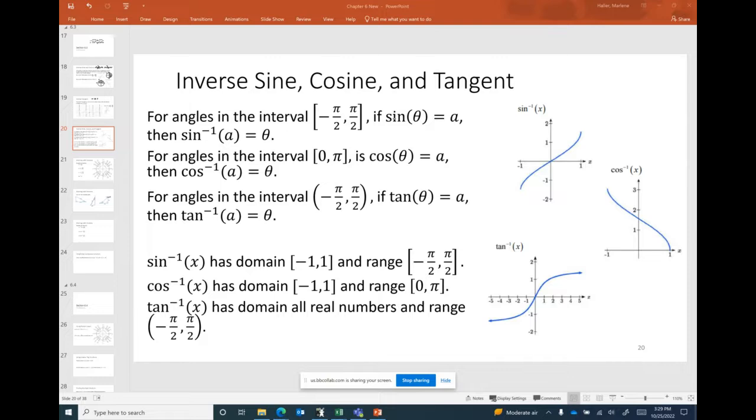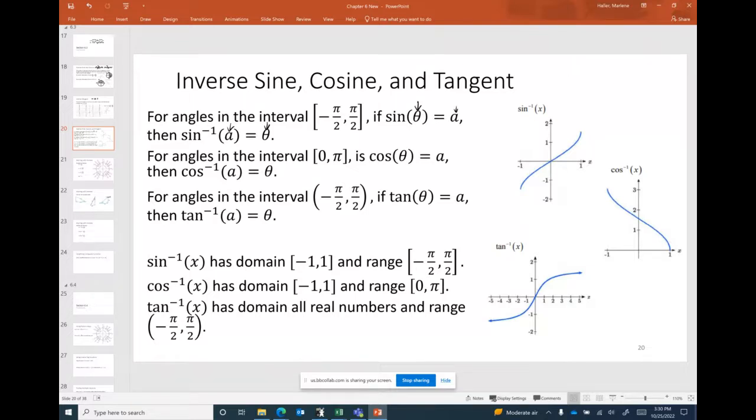And then one way to think about this is if the sine of some angle theta equals a, then the inverse sine of a would equal theta, right? So that's just showing us that the domain and the range swap places, or the input and the output swap places. The inputs and the outputs swap places. And that's what happens with inverse functions, right? So here we have the graph of the inverse sine function. It's just a reflection of the sine function about the line y equals x, right?